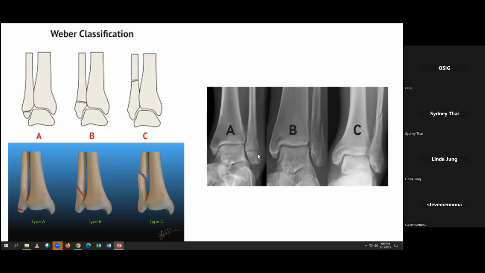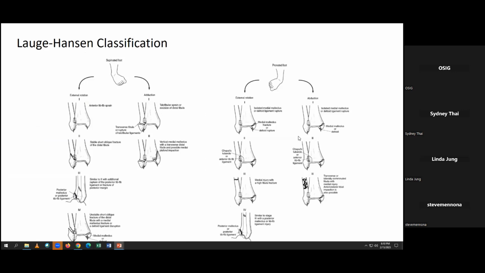And this is what it looks like on X-ray. So A, B, C. And there's another classification. Again, don't go crazy with this, but the Lauge-Hansen classification basically just shows that the mechanism by which you injure your ankle can kind of predict the fracture pattern.